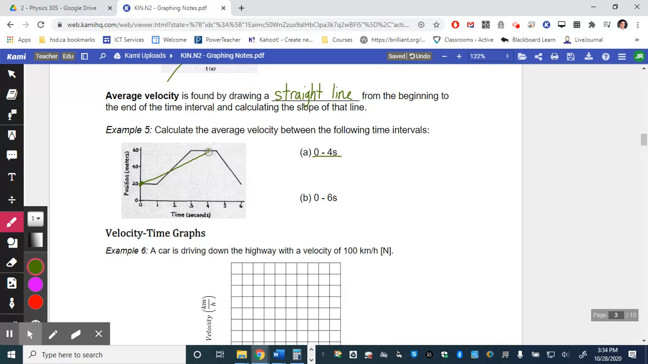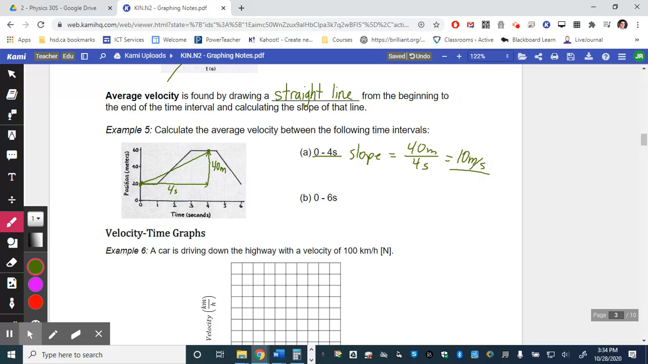So the slope of that line is the rise, which is it went up 40. And the run is it went over 4 seconds. 40 meters in 4 seconds, right? And so what we get is the slope is 40 meters in 4 seconds. That gives us 10 meters per second as our average velocity. Okay, and that's positive. That's the direction in this case.